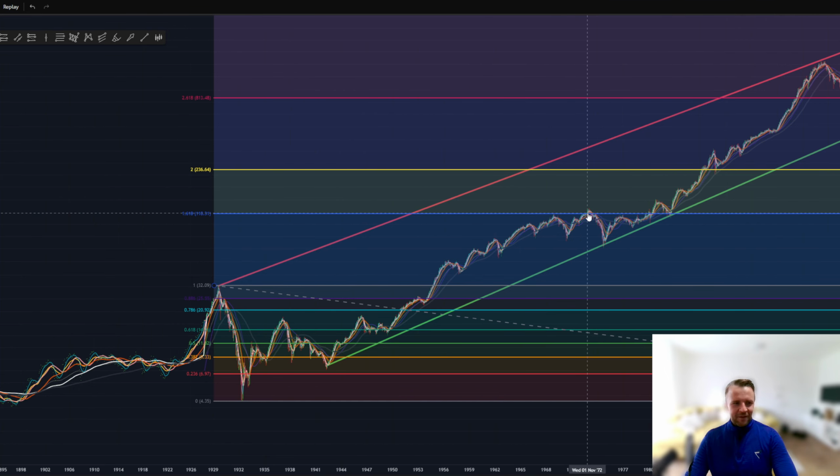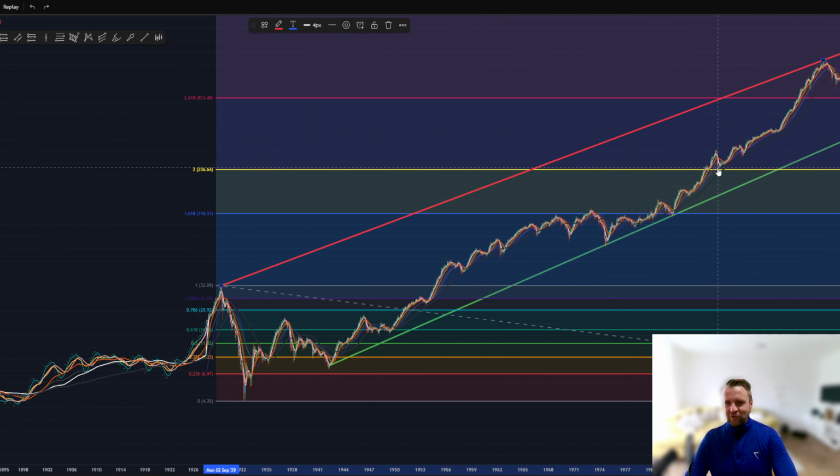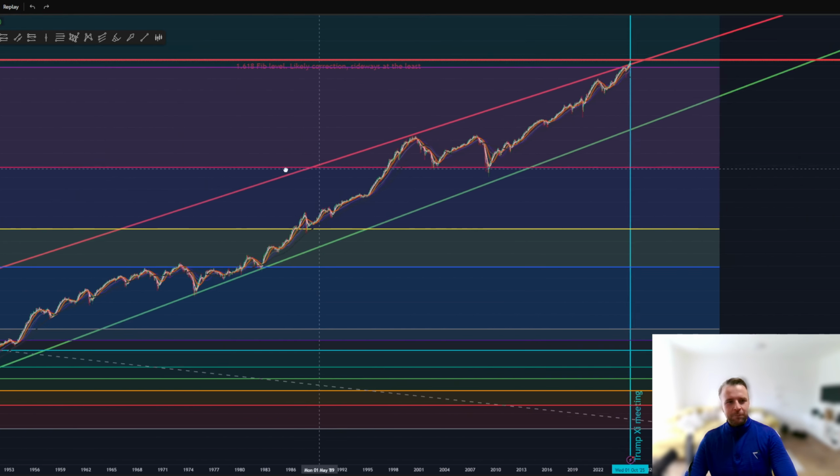Look at the number one, the 1.618 extension. That was the 60s, 70s resistance, and then it turned into support. The number two extension, that was the 1987 market crash. Then it turned into a support.